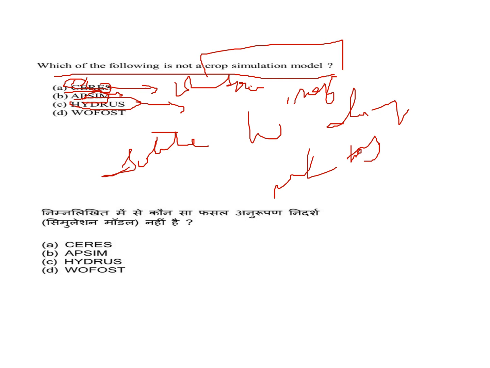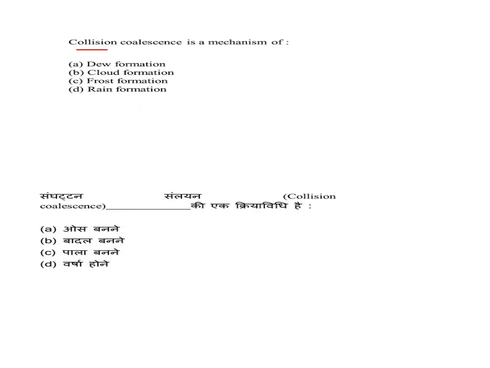WOFOST is a mechanistic dynamic crop growth simulation model, which is used to calculate crop production and biomass development, whereas Hydrus is for solute movement, heat transport and water movement. Collision coalescence is a mechanism of rain formation.